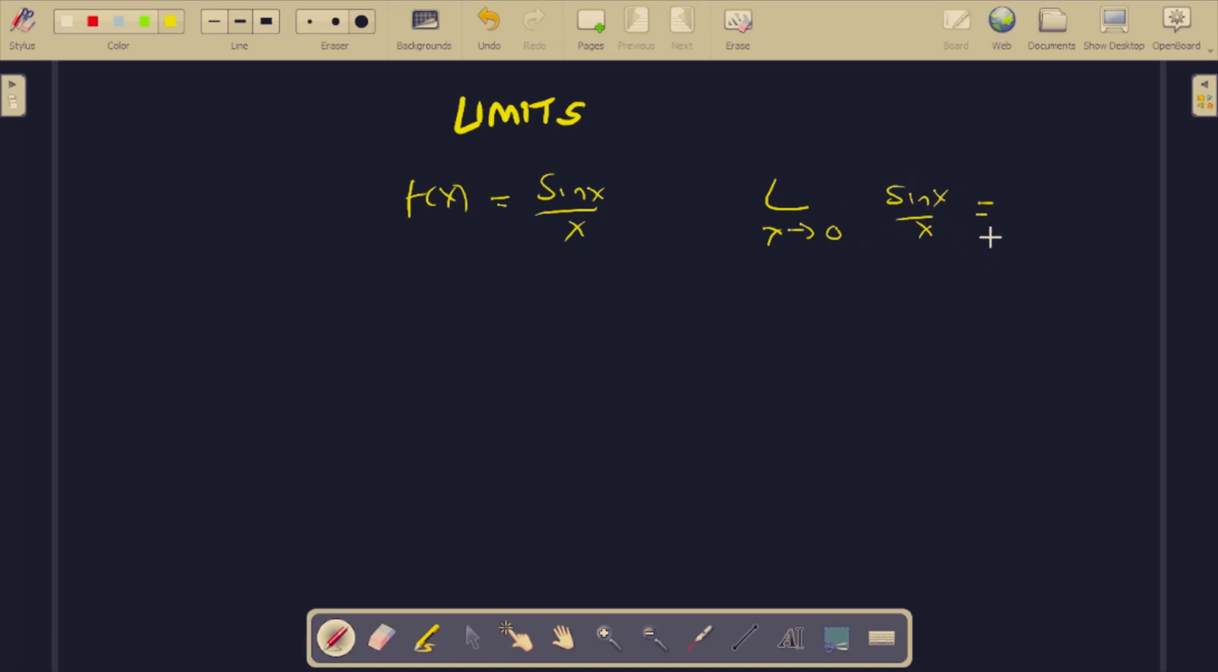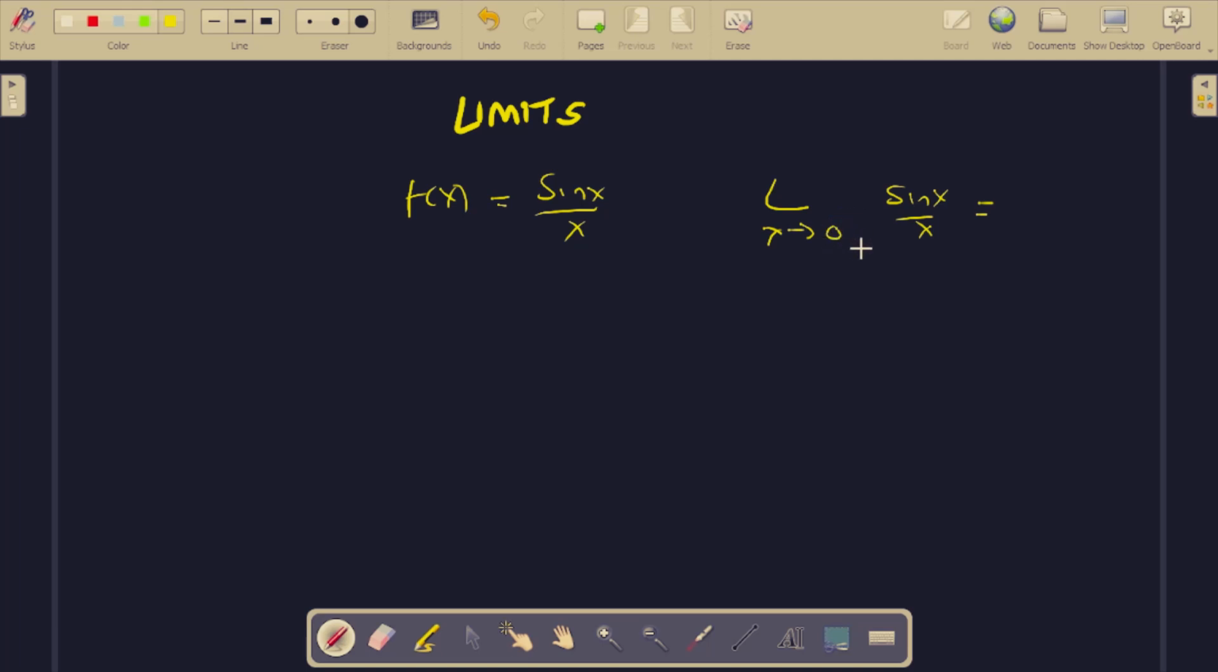I can also write this function as a product of two functions, that is 1 over x and sine x. Now you know that with 1 over x you get that division by 0, so we get undefined. So the function is actually undefined at 0. But when we want to take the limit of the function sine of x divided by x, we don't worry about what is happening at x equal to 0.